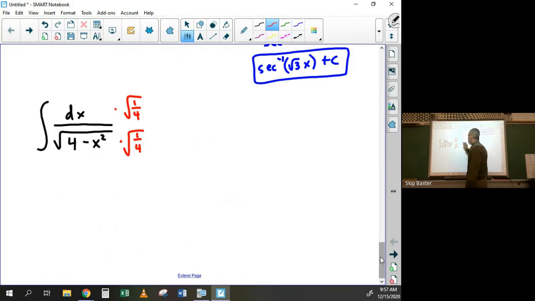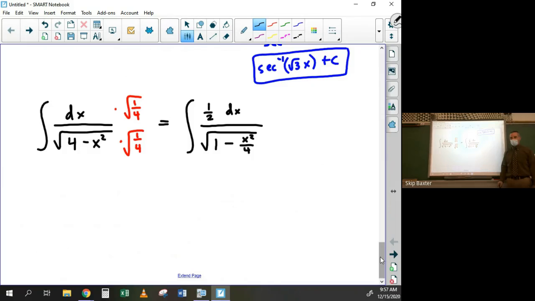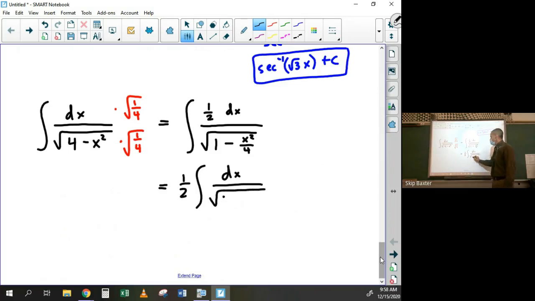And then what that does is it fixes the bottom. On the top, I get 1/2. That 1/2 is still there. But now on the bottom, I can take this 1/4 and distribute it. Since it's under a radical, I can multiply the 2 radicals together by distributing. And I would get the square root of 1 minus x squared over 4. Which is really, I can put the 1/2 out front, and I can write the bottom as square root of 1 minus x over 2 squared.